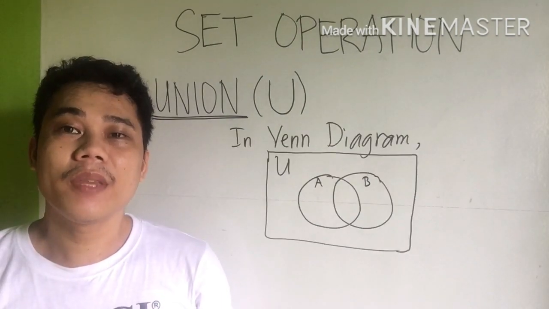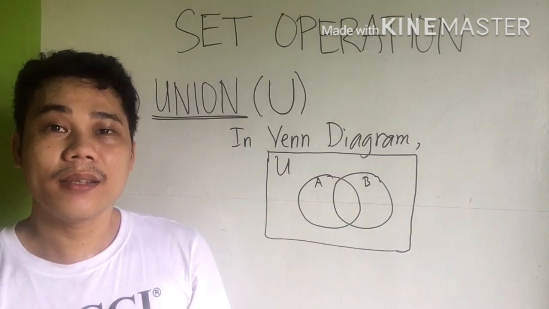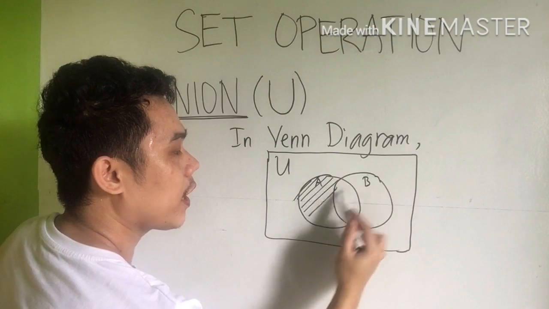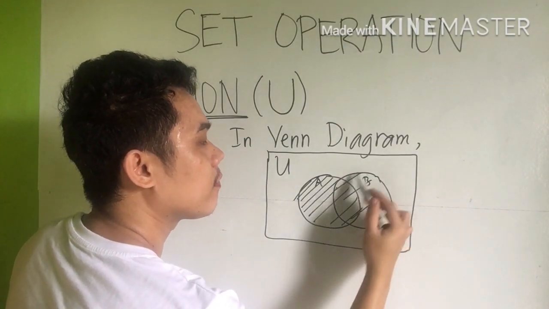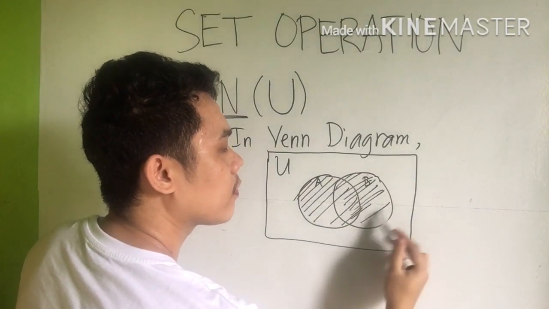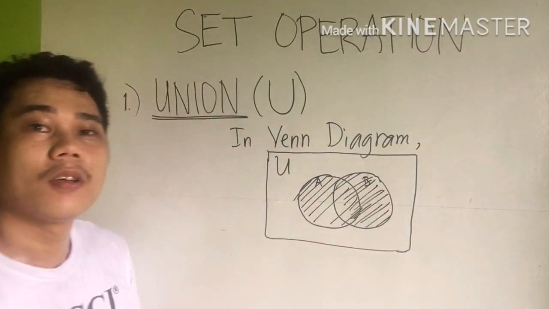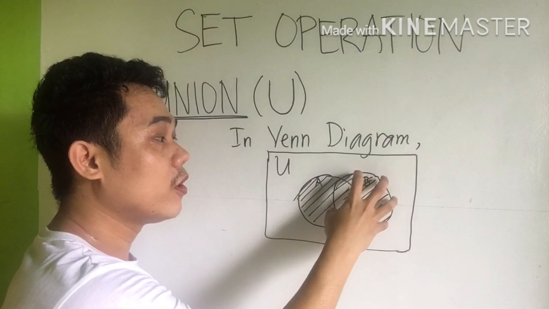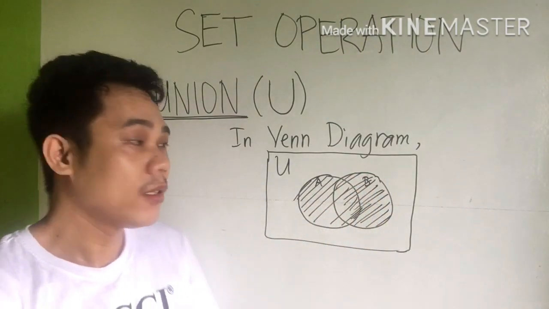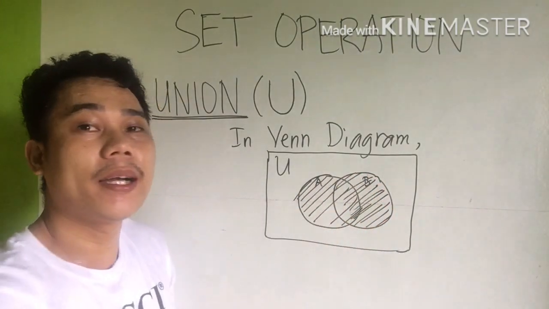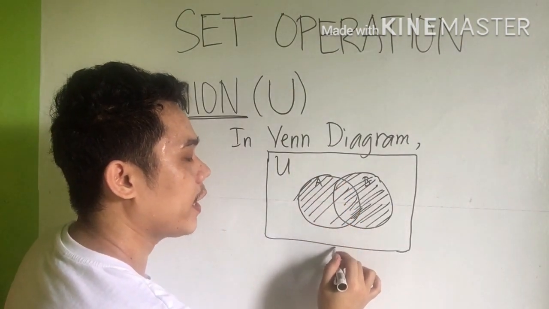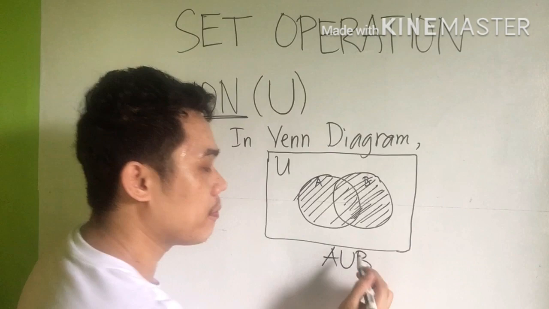In Venn diagram, yung A union B is ito yung part na to. So, ito yung A union B. So, ito yung banda na A, and then ipagsama mo yung collection ng B. So, yung naka-shaded part, that will be our A union B.